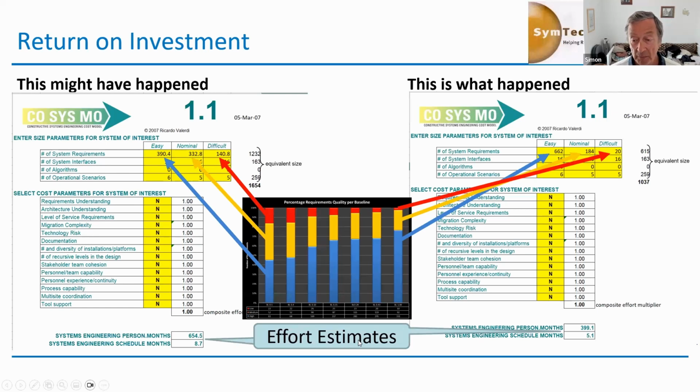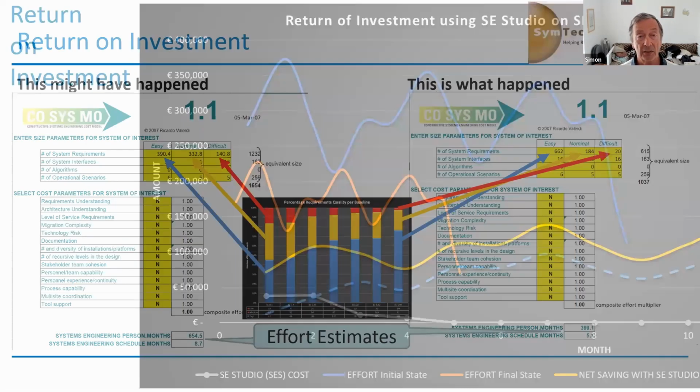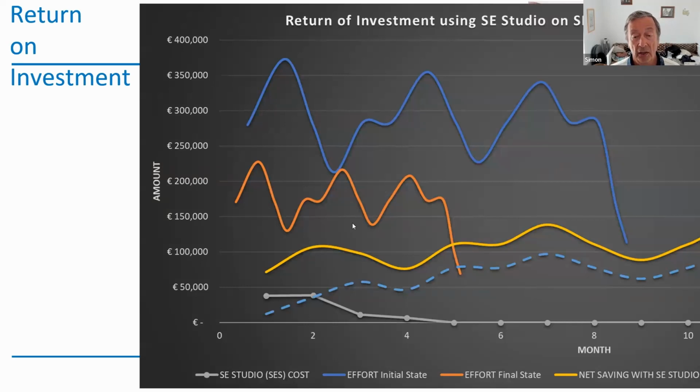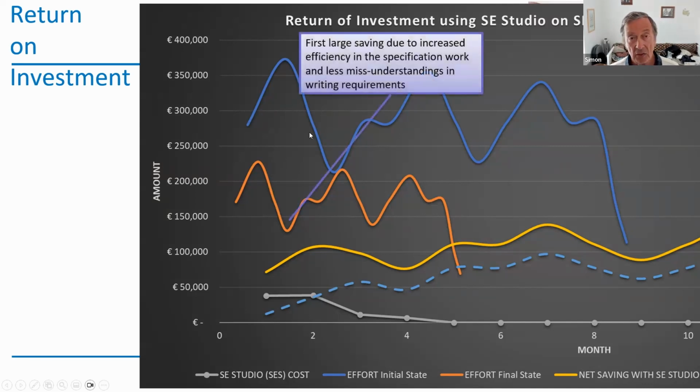And there's the effort estimate. And now we can actually fill in the individual months, and we can have a graph that shows us the overall costs if we'd only kept the initial one, or implementing the higher quality requirement set, the final state across the 6 months and the initial state. Notice we've got a large saving here. Now, I believe that's due to increased efficiency. Do you see that kick up after the first month? We were much more efficient in our specification work, less misunderstandings in writing requirements.